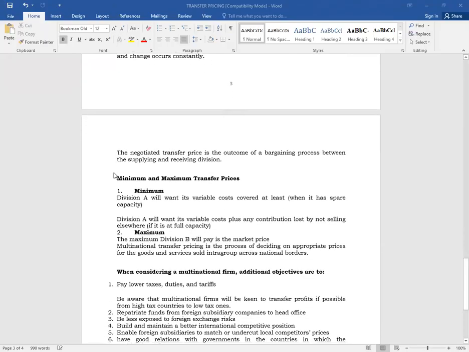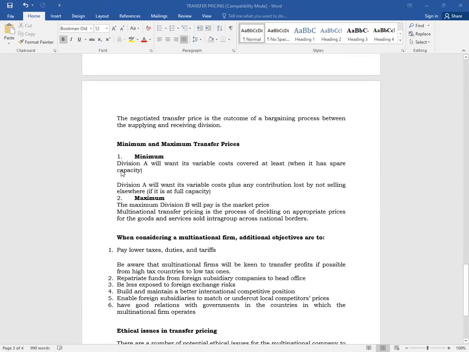Cost. So minimum and the maximum transfer prices, minimum. So we are told here, division A will want its variable cost covered. At least division A's variable cost must be covered when it has spare capacity. Division A will want its variable cost plus any contribution lost by not selling elsewhere if it has a full capacity.